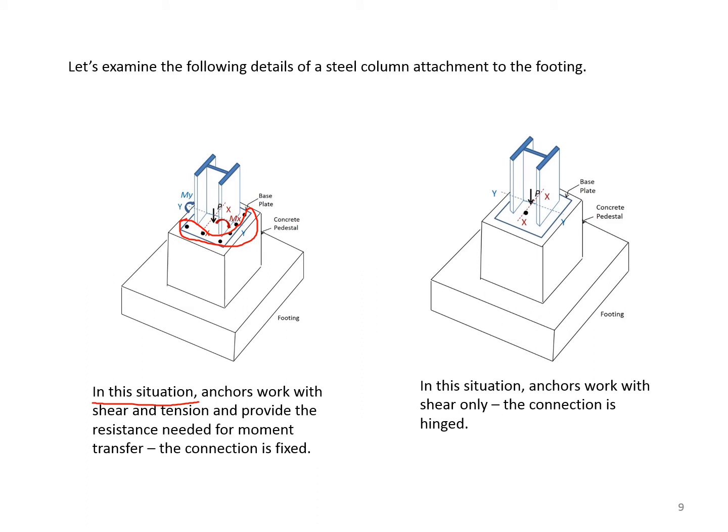In contrast, in this one, as you can see, only two anchor bolts are used. One is in here, the other was in the back. In this situation, anchors work with shear only. Therefore, the connection is hinged.